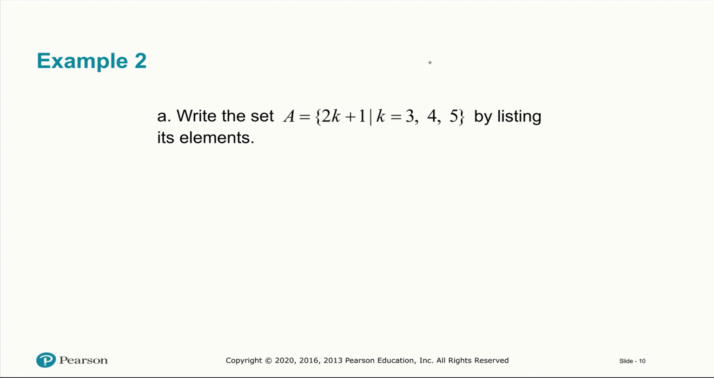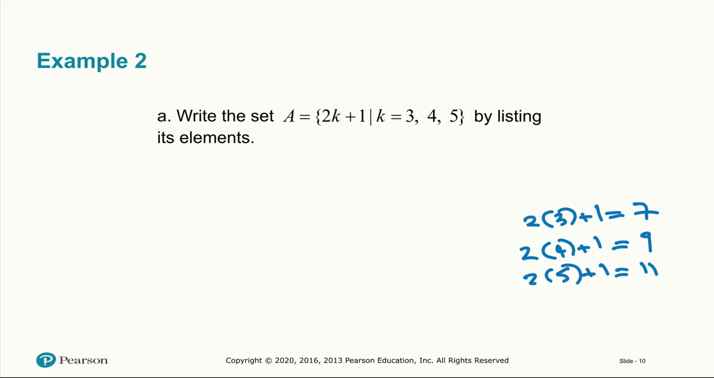So we have 2 times 3 plus 1, which gives us 6 plus 1, which is 7. Then we have 2 times 4 plus 1, which gives us 9. And we have 2 times 5 plus 1, which gives us 11. So that's it. Those are the only 3 members of this set. So all you have to do is write a set containing 7, 9, 11.